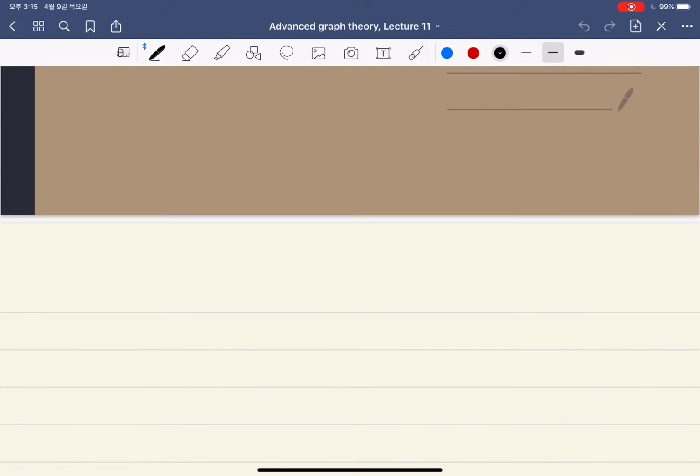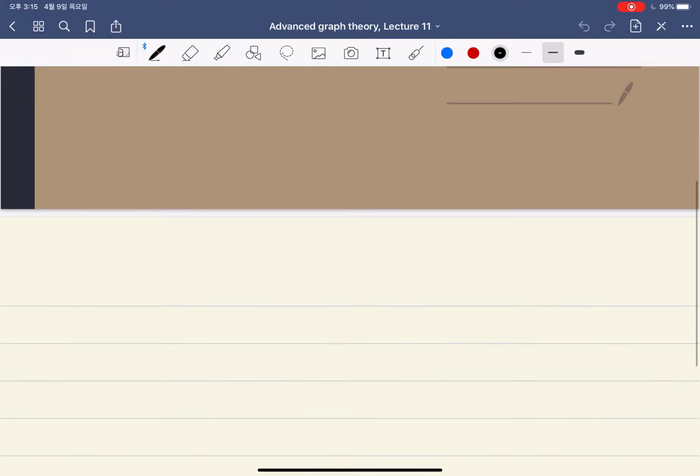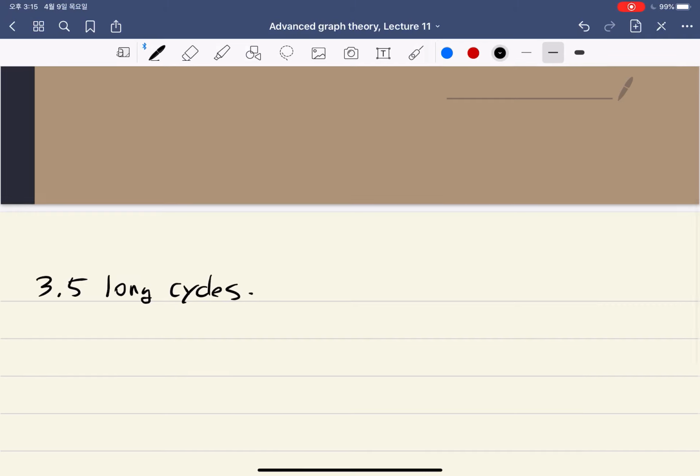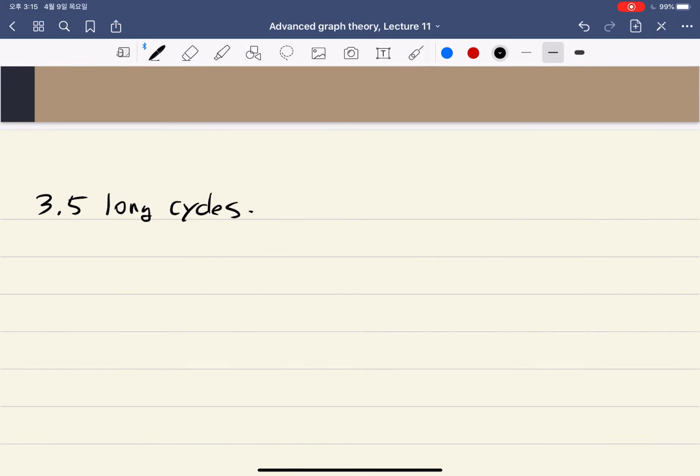So today we will learn about cycles, say long cycles. So we learned in undergraduate graph theory that we define the spanning cycle as a Hamilton cycle or Hamiltonian cycle.